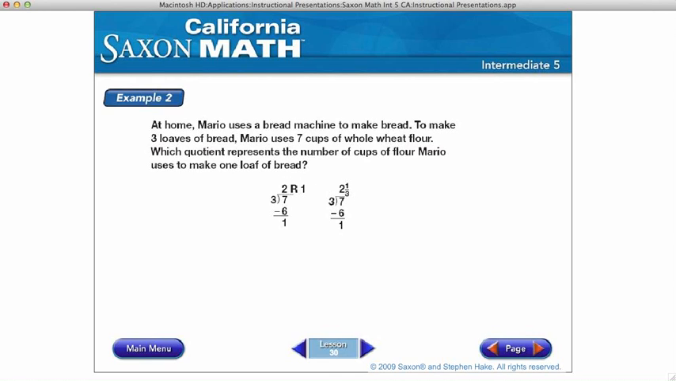Well, when I'm measuring flour, I have to do something with this leftover cup of flour. It doesn't just sit there. I have to use it in the bread. So a fraction is the only way to do that. I can have 2 full cups and then a third more of another cup in order to make my fraction. So 2 and a third is the correct quotient. Pretty much from here on out, we won't be using remainders. We'll convert everything into a fraction. Okay, let's look at example 3.